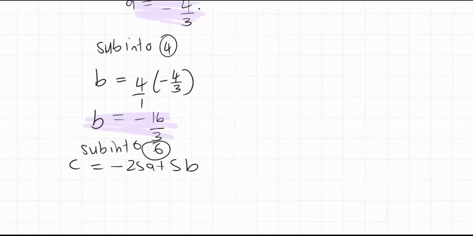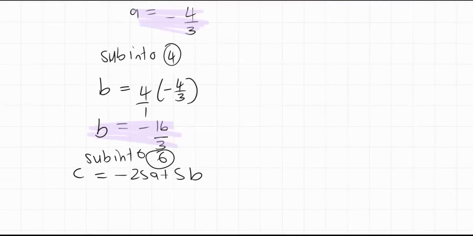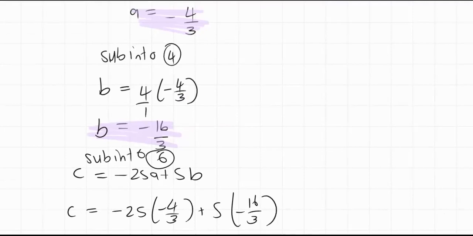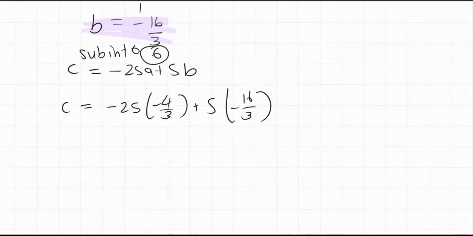So we know our A value. Our A value is minus 4/3. So C equals minus 25 times our A value, minus 4/3, plus 5 times our B value, which we know is minus 16/3. Okay. Put this all in the calculator. We can do it by hand. No restrictions here. And I get 20/3 as my C.